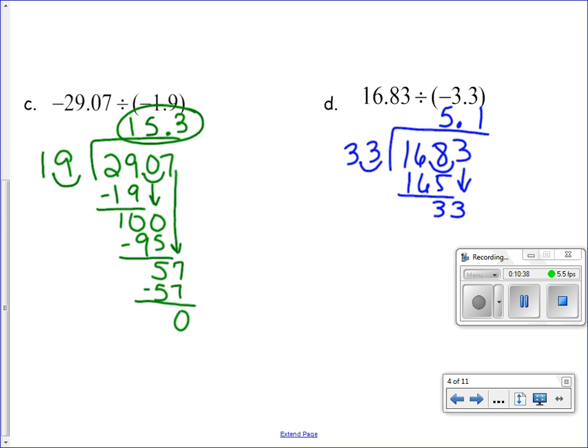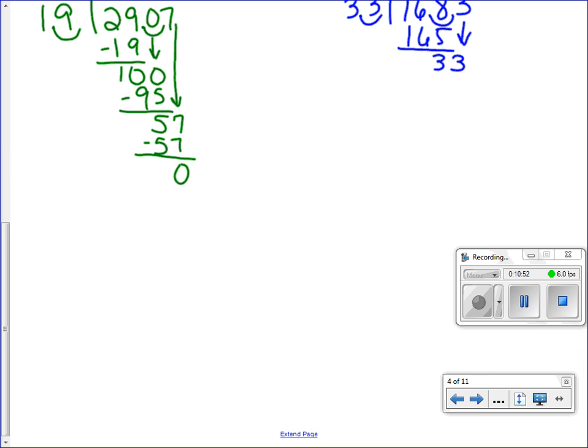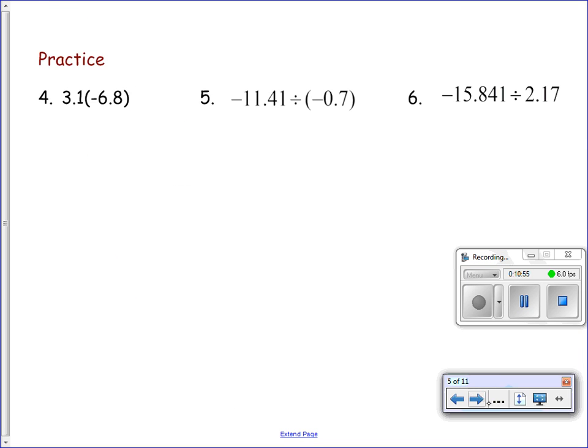Is D going to be a positive or a negative, class? Well, negative. Negative, because a negative times a negative equals a positive. On these, I'm going to ask you to work 4, 5, and 6. Come back and check your answers. Just pause the video, work these, and then come back and check your answer.